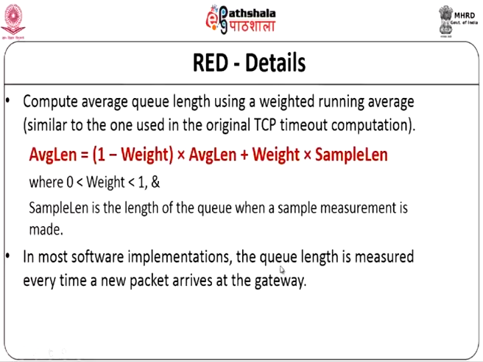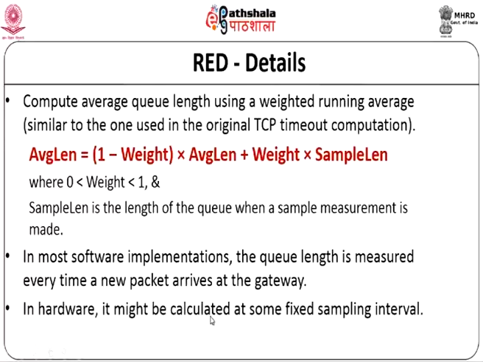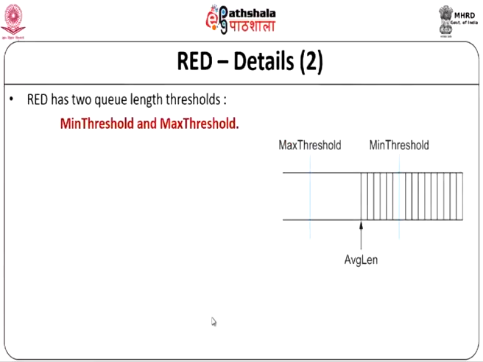In a software based implementation, typically this average length will be calculated every time that a new packet arrives at the gateway or at the router. In hardware, you could calculate it at some fixed sampling interval. You could say, for instance, at every so much interval, I will calculate the average length of the queue.